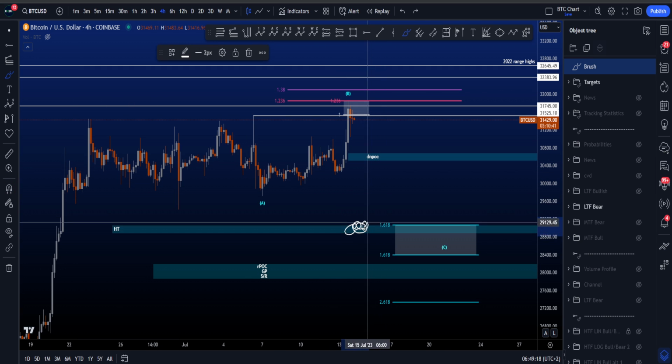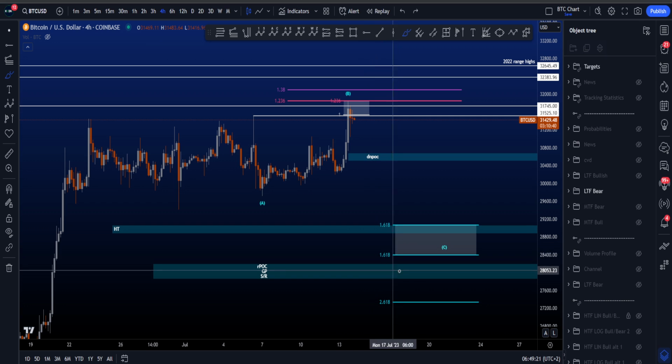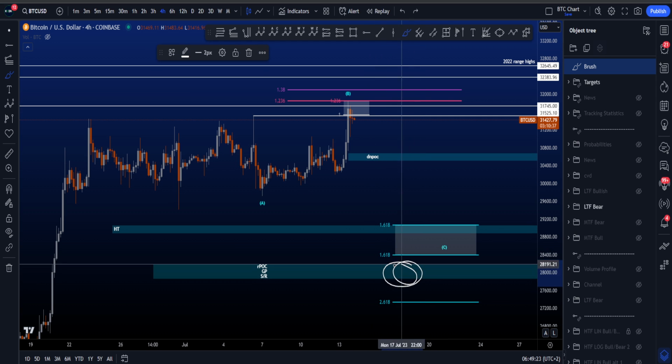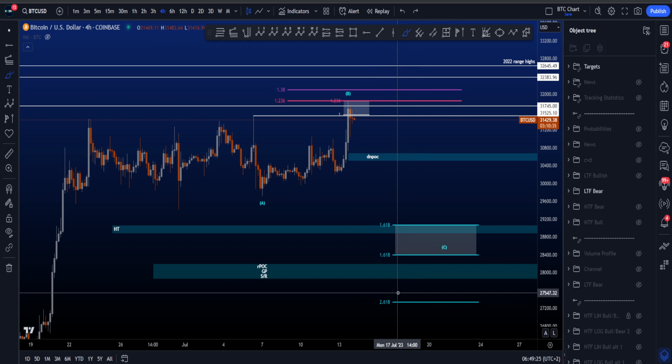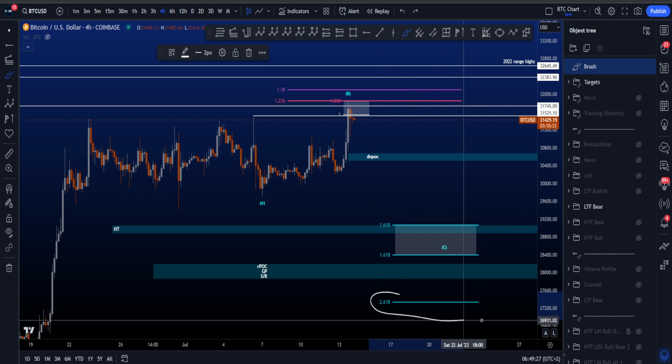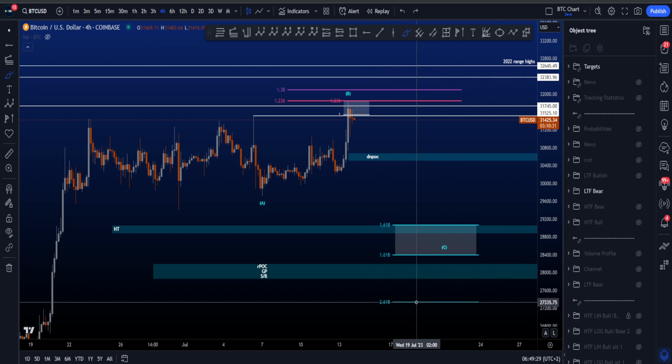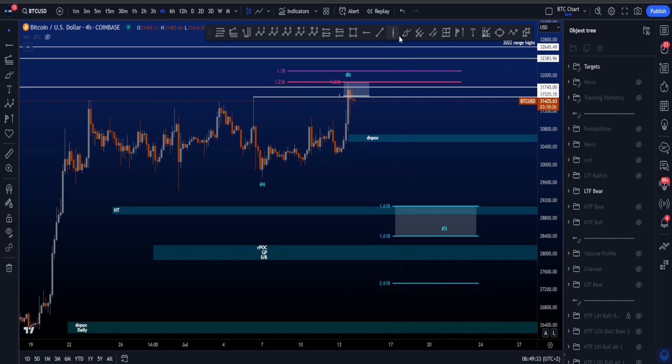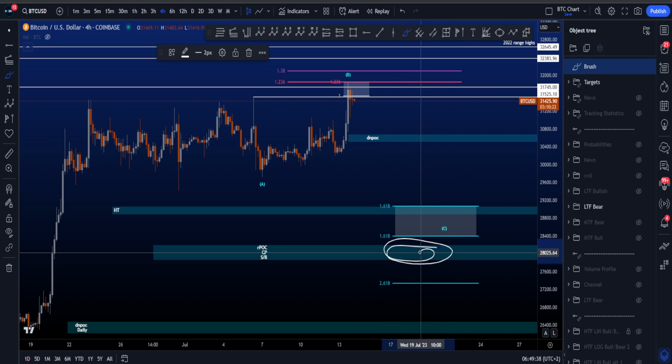over here around the 29k target box. And it is also very close to the 28K target area, where a rare target for a wave C in an expanding flat is the 2.618 target, sitting here at 27.3K. That is rare for a reason, but it should at least give us an idea that if price moves to the lower target box over here, it is possible, right?